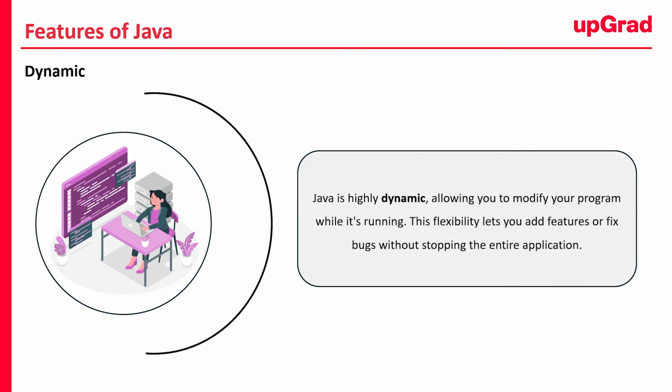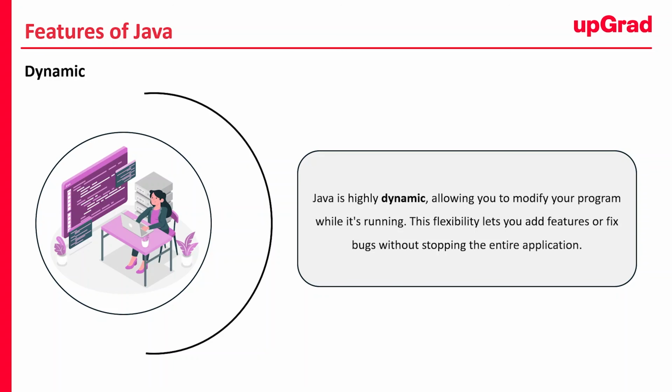Lastly, Java is super dynamic. This means you can change parts of your program while it's running. You don't have to stop everything to update your code. Java lets you add new features or fix bugs on the go, giving you a lot of flexibility. So this was about the features of Java.